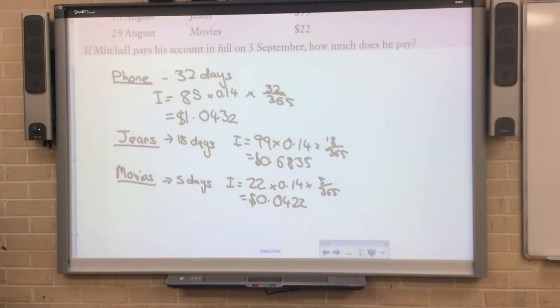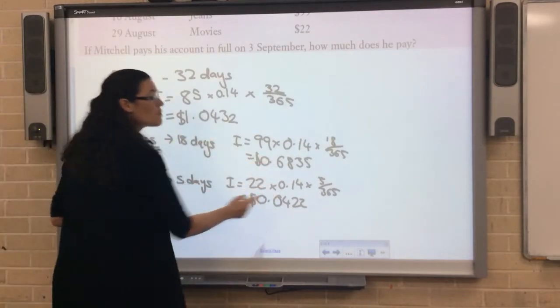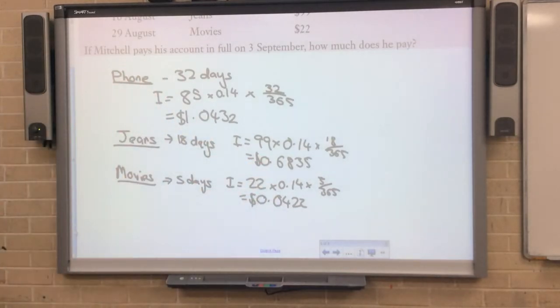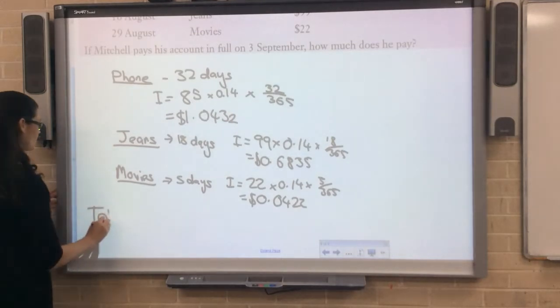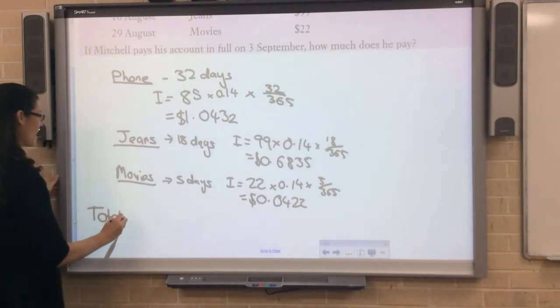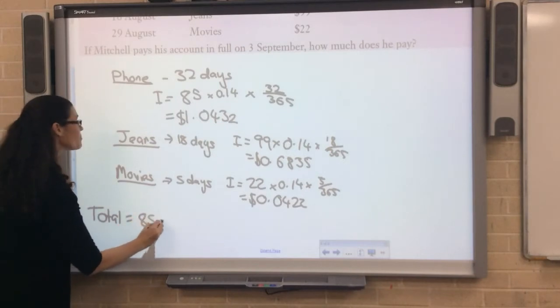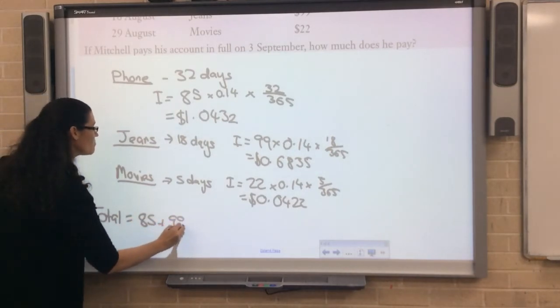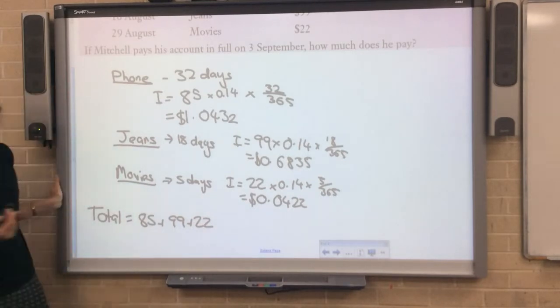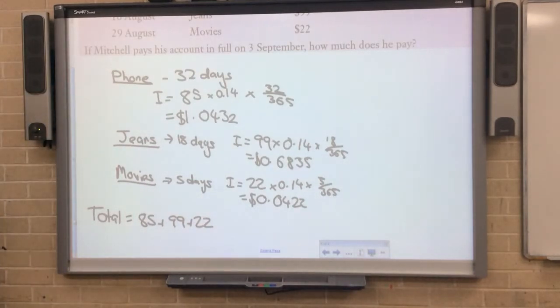So on the 3rd of September, Kyle, he wants to pay off his whole debt. So what Mitchell has to do is pay each of these interest amounts, plus he has to pay for the actual purchases. So he has to pay the 85, the 99 and the 22. So the total he has to pay, he's going to pay the 3 actual costs, which were 85 plus 99 plus 22. 206. Plus he's going to pay the 3 separate interests.